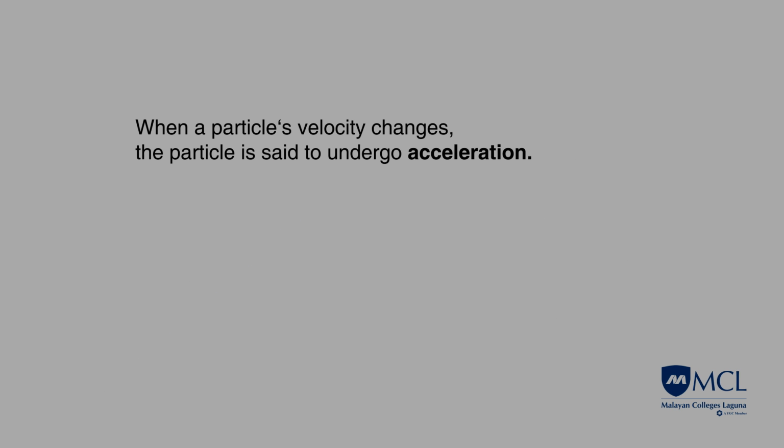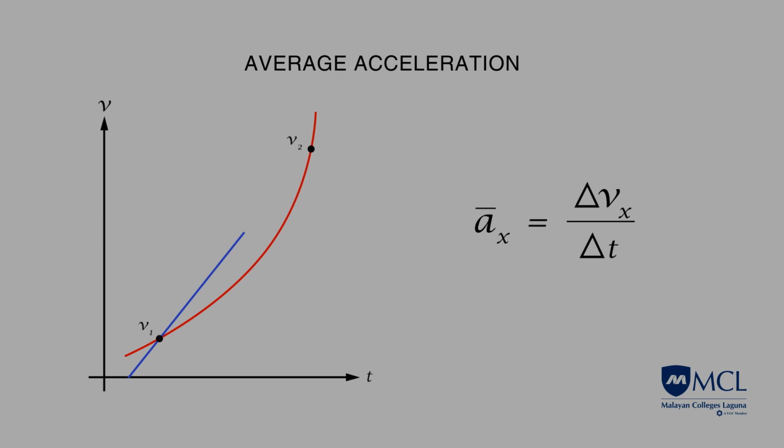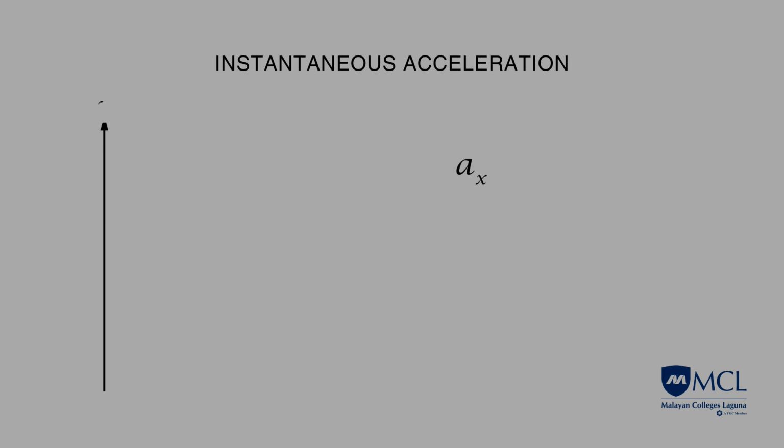When a particle's velocity changes, the particle is said to undergo acceleration. The average acceleration is defined as the velocity change per time interval. The instantaneous acceleration is given by the following formula.